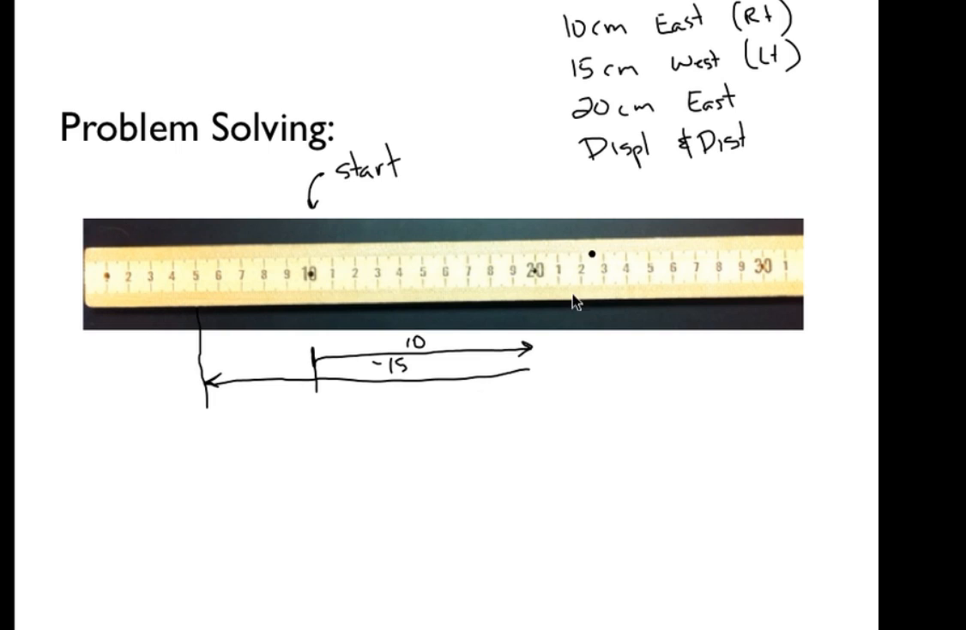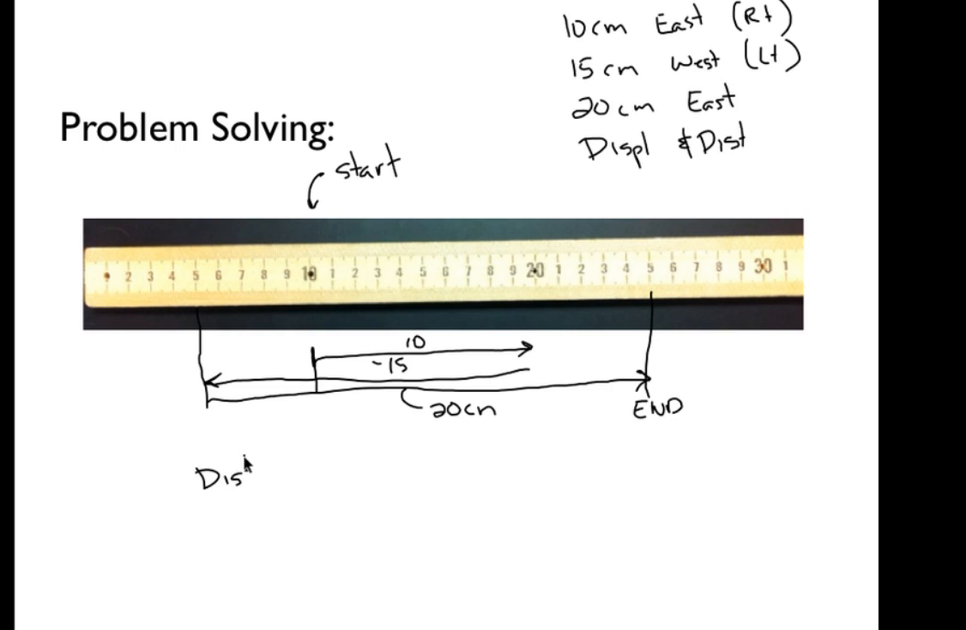From there, my next displacement is going to be 20 centimeters east. So from there, I'm going to go back. There's 15, and then I need to go another 5 to get over here. So I put this underneath, it is 20 centimeters. And this is where I end. So what distance did I travel?